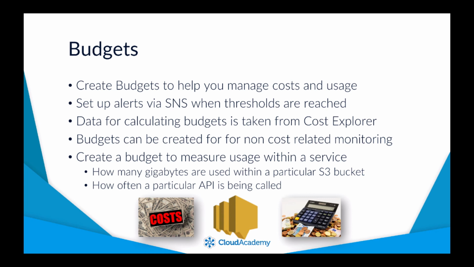This could potentially be used to aid with security. If there is a high restriction on a specific API function being called, then a low threshold could be set on the budget to monitor the number of calls, and once this threshold is met, an SNS message could be sent to the security team to identify where and why this API is being called.